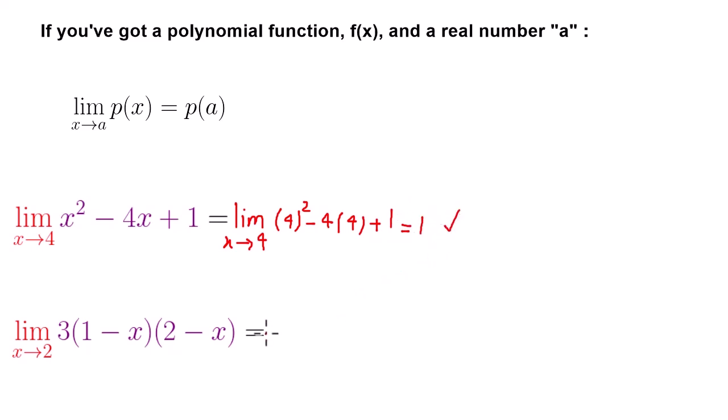What about this problem? The limit of 3 times 1 minus x times 2 minus x as x approaches 2. Like the previous example, plug in 2 into the polynomial and we get 0.